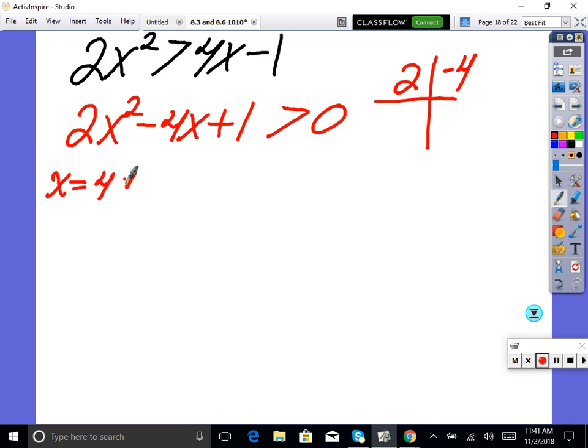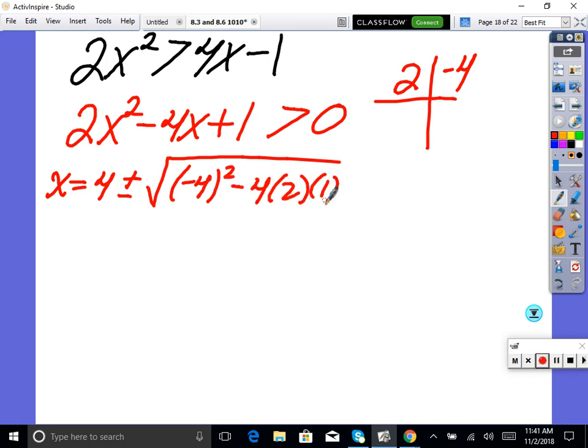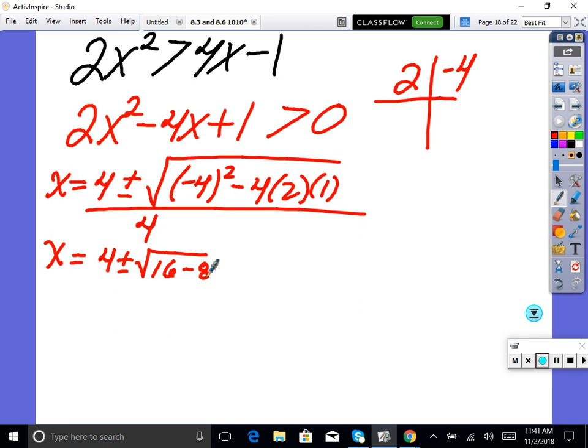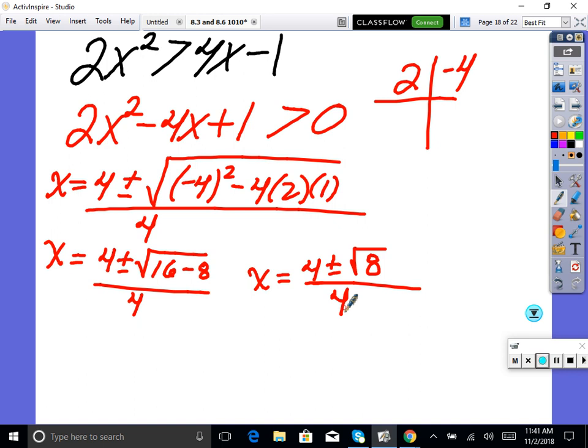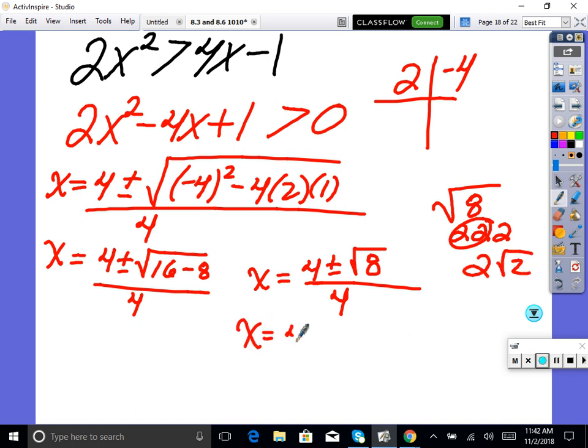So x equals negative b plus or minus the square root of b squared minus 4 times a times c. And then that's all over 2 times a, so that'd be all over 4. Don't divide out the 4s. So x is equal to 4 plus and minus the square root of 16 minus 8, isn't it? All over 4. So we have x is equal to 4 plus and minus root 8 all over 4. Then we go off to the side and say square root of 8 breaks down into 2 times 2 times 2. So now we would have 2 root 2. So then we have x is equal to 4 plus and minus 2 root 2 all over 4.